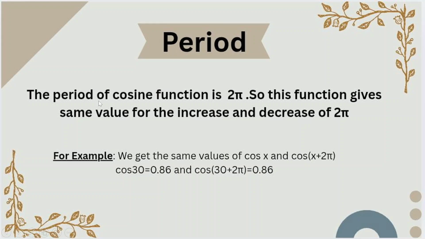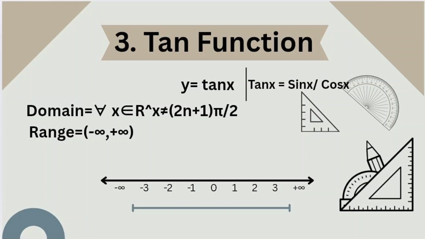Now again, the period of the cosine function is also 2 pi, like the sine function. It gives the same values for the increase and decrease of 2 pi. I have demonstrated it with an example: if we put cos x, it gives the same value as cos of x plus 2 pi. For example, cos 30 gives 0.86. Similarly, cos of 30 plus 2 pi, that is cos 390 degrees, also gives 0.86. So its period is 2 pi and it repeats the value for the addition of 2 pi in the circular measure of the angle.